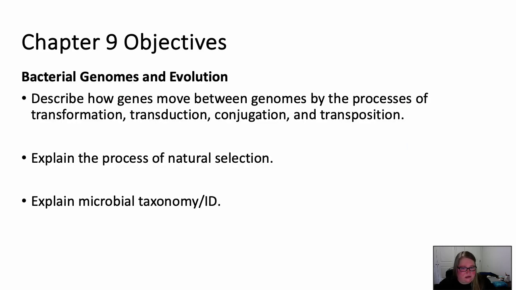We have a few objectives with chapter 9. Chapter 9 is all about bacterial genomes and evolution. So what causes changes in these bacterial species? You're going to be able to describe how genes move between genomes by the processes of transformation, transduction, conjugation, and transposition. This is all what we discussed in 9.1. You'll be able to explain the process of natural selection and how it applies to bacteria. And finally, you'll be able to explain microbial taxonomy and how we identify different microbes.